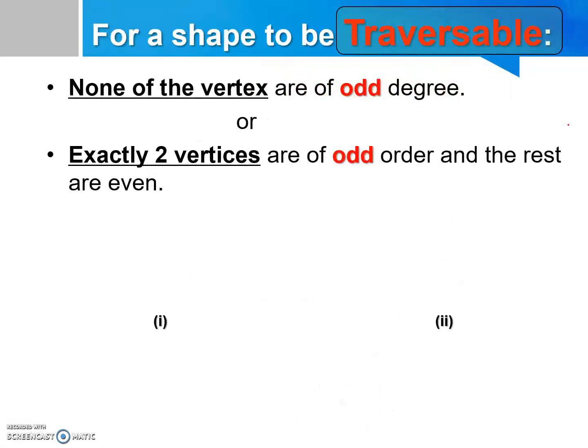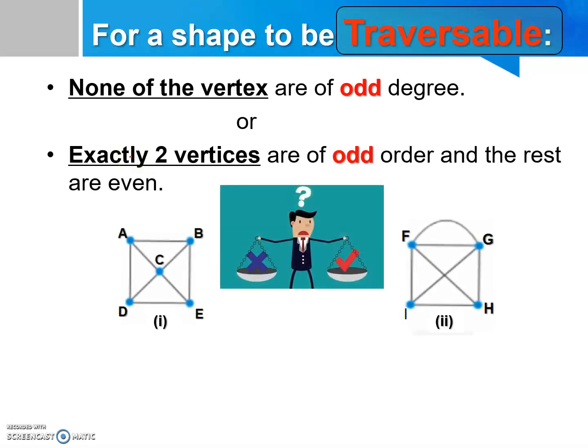There are several important criteria for the shape to be traversable. First of all, none of the vertices are of odd degree, or there are exactly 2 vertices of odd degree and the rest are even. It means that a network can be said to be traversable if there are only 0 or exactly 2 vertices of odd degree. Let's look at the example below.